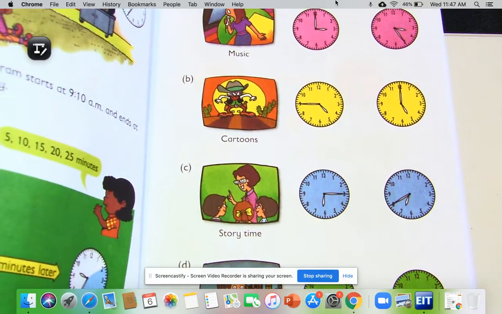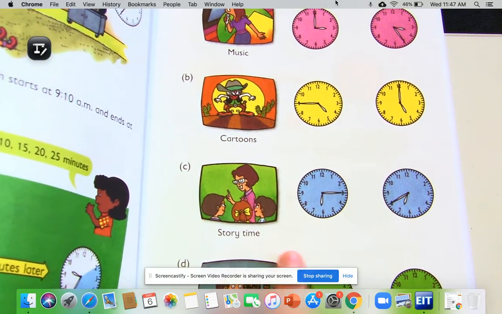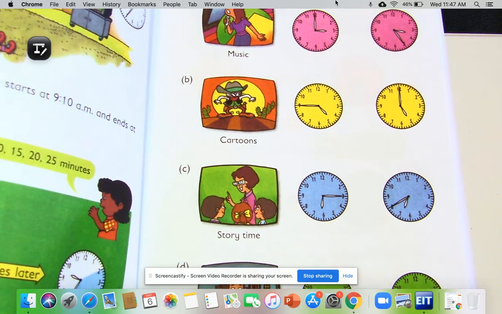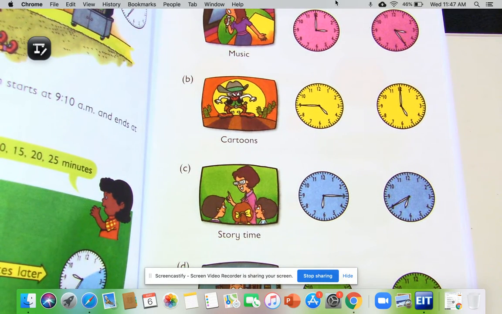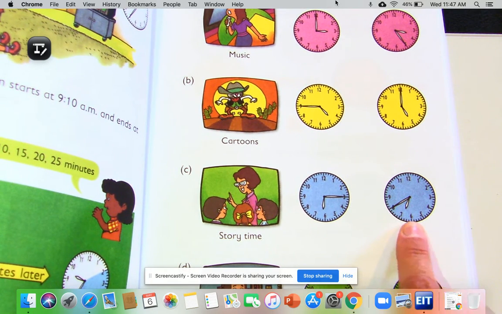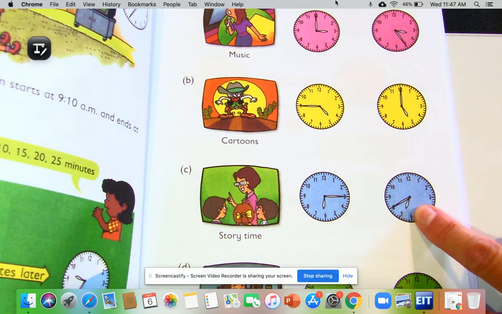What about story time? Story time starts at 6:15. All right, so we got story time. It's 6:15. It ends at, let's see, it's between the 6 and the 7.